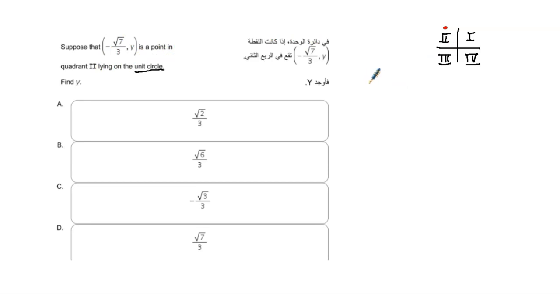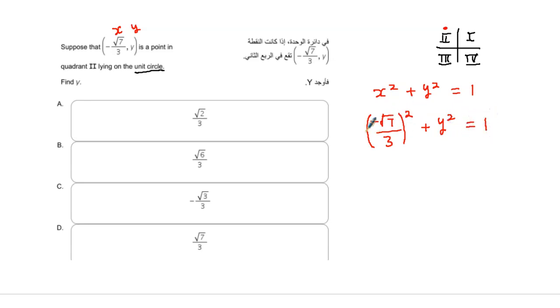And then you have to know the unit equation of a circle. The unit equation of a circle is x² + y² = 1, which is a unit. Remember, this is our x and this is our y. The x is negative square root of 7 over 3. Remember, you're going to square all of it, because the x has to be squared. Plus, here they give us the y, so y² = 1.